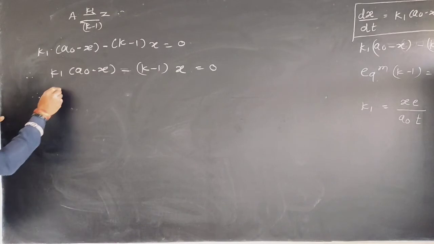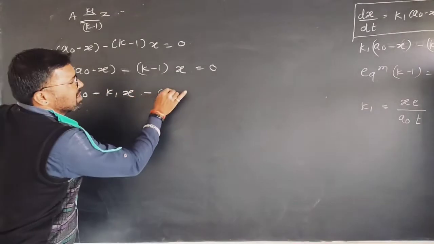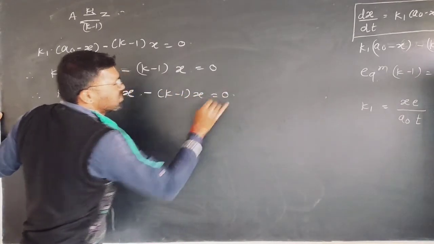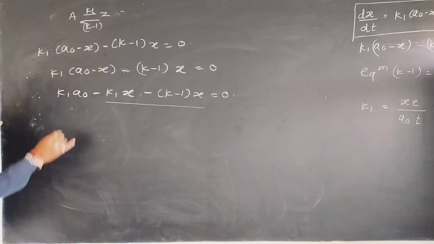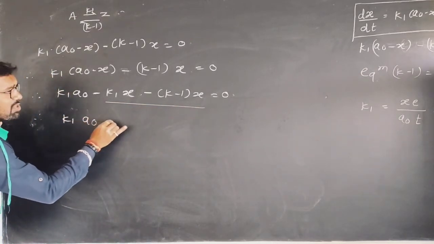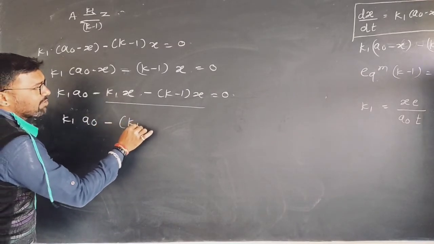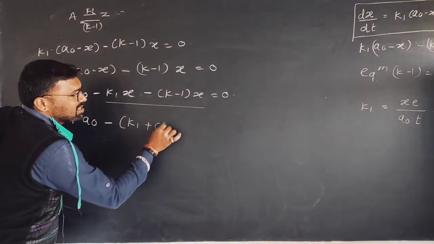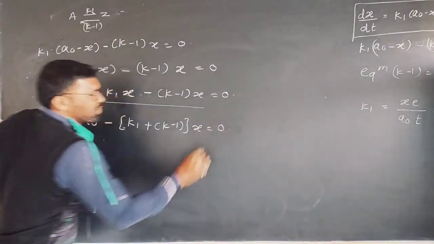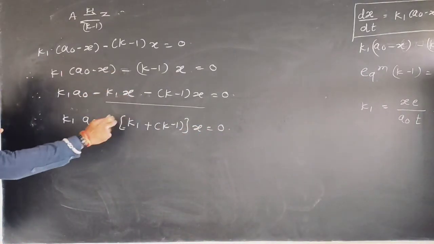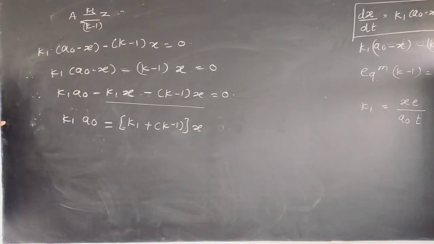K1 into A0 minus K1 into X minus K minus 1 into X is equal to 0. Taking the common term here, K1 into A0, the minus sign is common, which remains in a bracket: K1 minus minus becomes plus, plus K minus 1, into X, which is equal to 0. Now the negative term from that side becomes positive, therefore it is equal to, I will arrange it here.